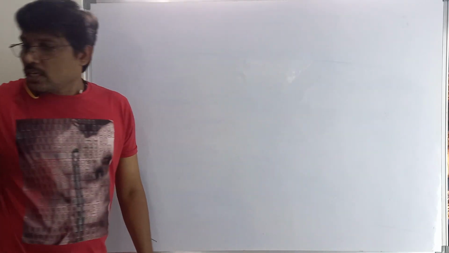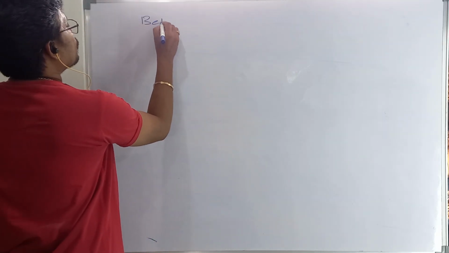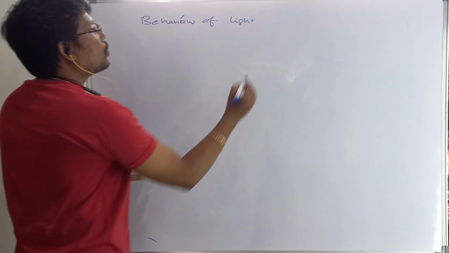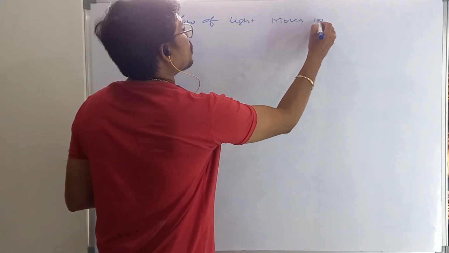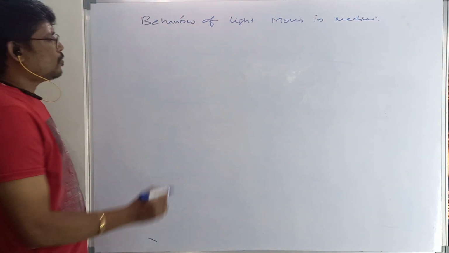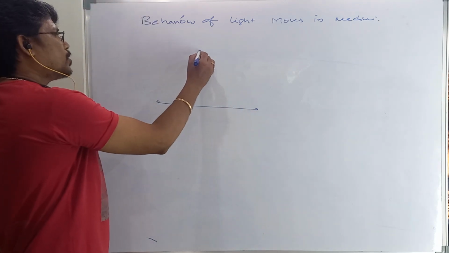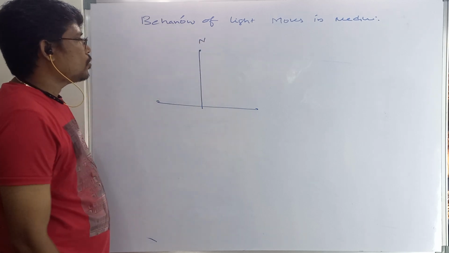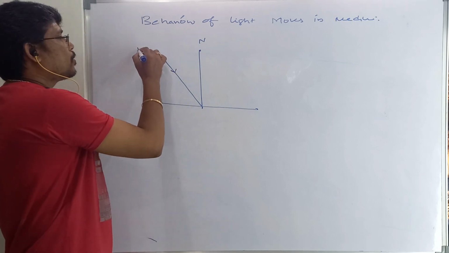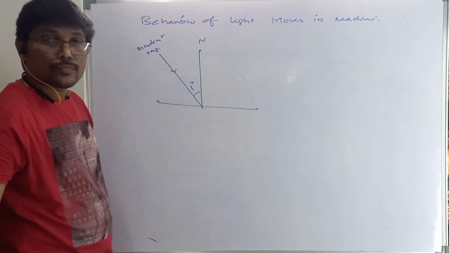Now, see actually light, behavior of light. How does light behave when it moves in a medium? This is very well known. Suppose you consider a medium. This is the normal, as you know. This is considered as an incident ray which is coming from infinite distance. So this is the incident ray. Very well known, this is an incident angle, of course.